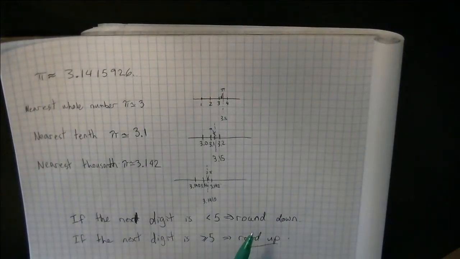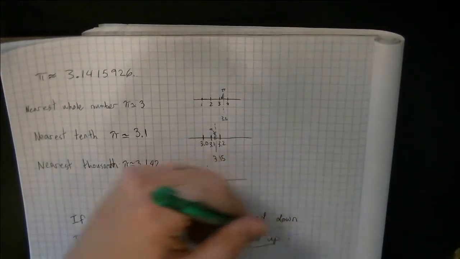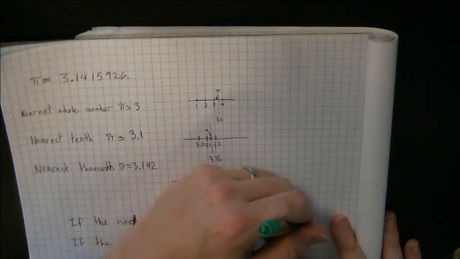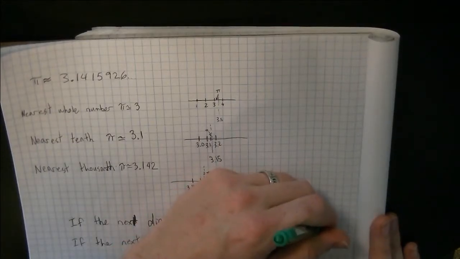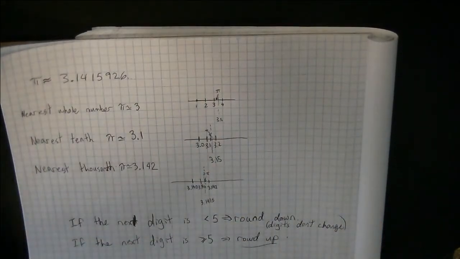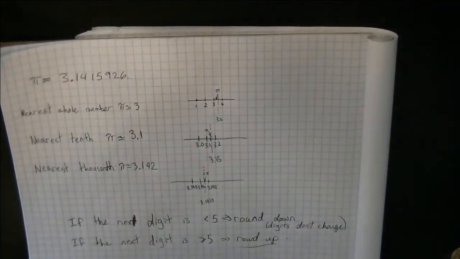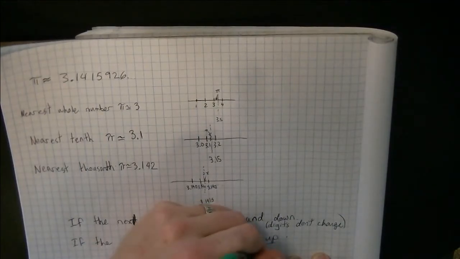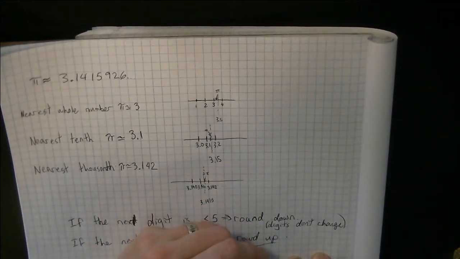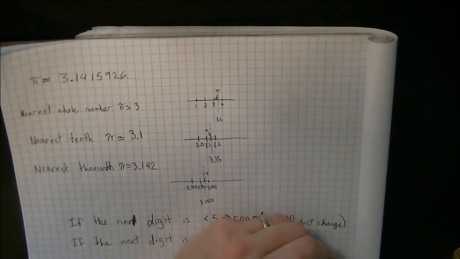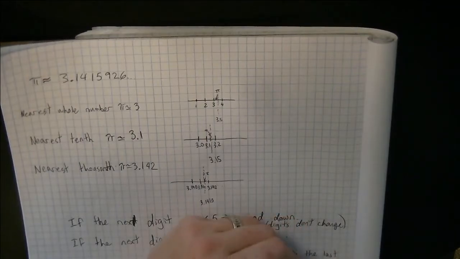Okay? Remember, round down means digits don't change, and we just cut off the number at wherever it was. And round up means add 1 to the last digit after we cut it off.